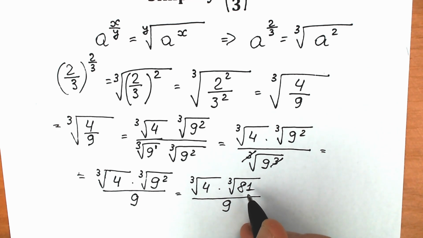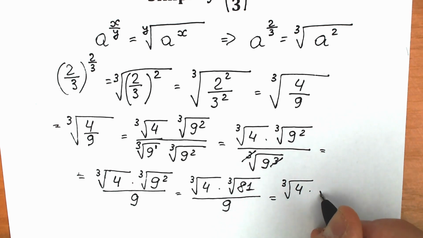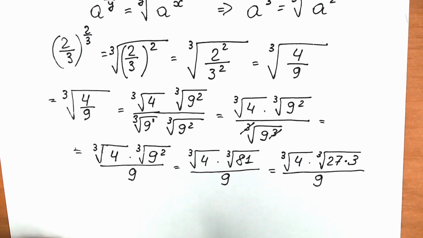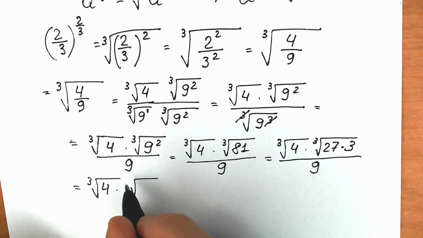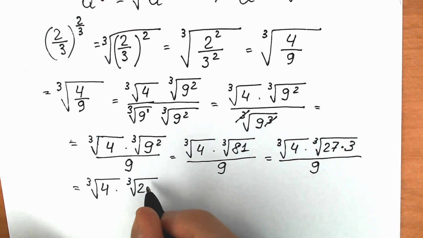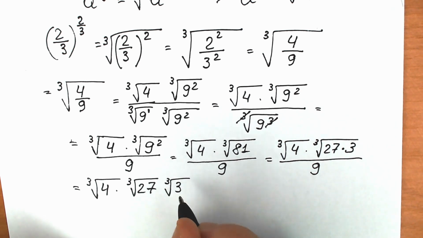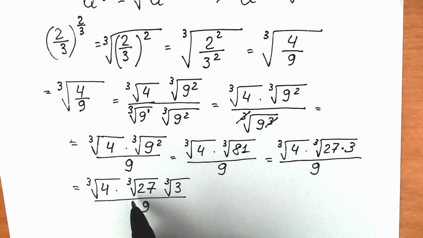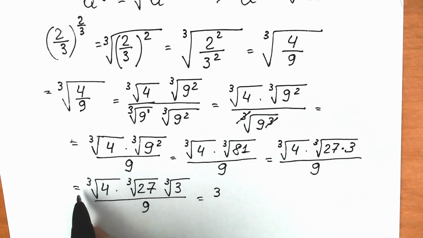But when we write this 81 as 27 times 3, we can write it as cube root of 4 times cube root of 27 times 3. We can easily split this cube root, and we can write it as, just look at it, cube root of 4 times cube root of 27, and times cube root of 3. And we divide all of it by 9. Really great. So as a result, cube root of 27 equals 3. So we have 3 in the beginning, and right here we have cube root of 4.